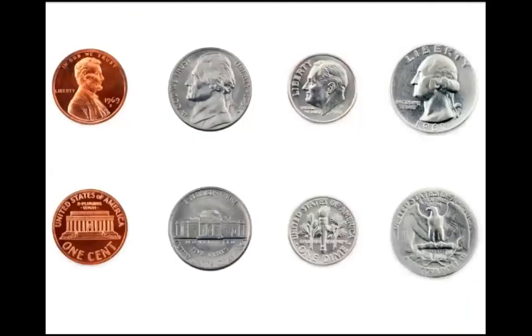So here are the different coins we've talked about so far. Let's start on the left. What's the name of this brown coin called? It's a penny. It is worth 1 cent. What's the name of this next coin called? And how much is it worth? It's a nickel. It is worth 5 cents.